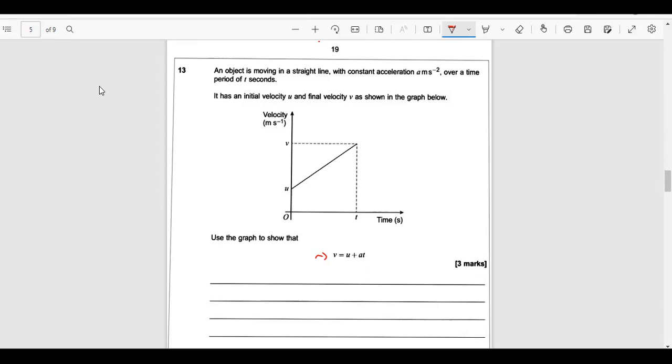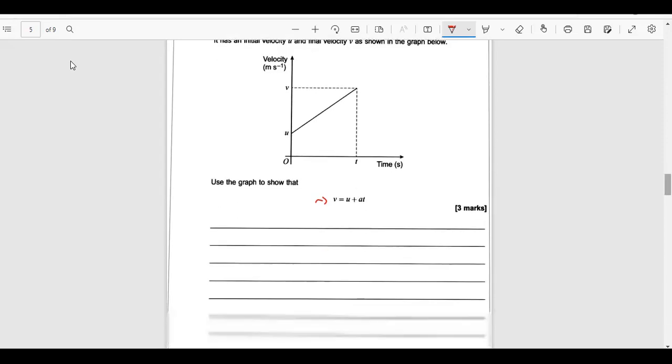Would it be v minus u over t minus 0 equals a, and then v minus u equals at, and then v equals u plus at? Yes, very good. Well done. Okay. The fact that the gradient of a velocity time graph is acceleration, you'll just find the gradient, equate it to acceleration, and this is what you get. Very good. All right. So, yes, this is done. Let's talk about the next one.